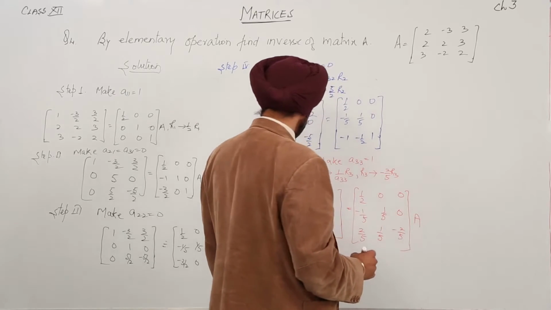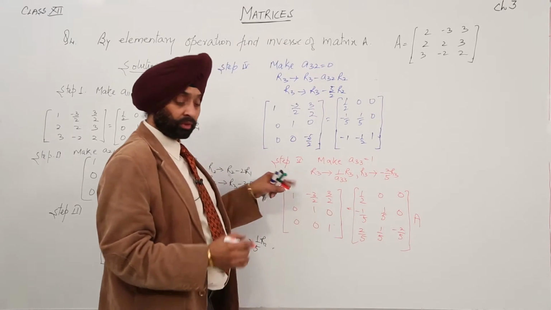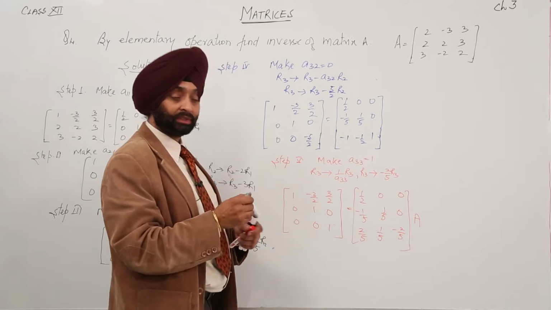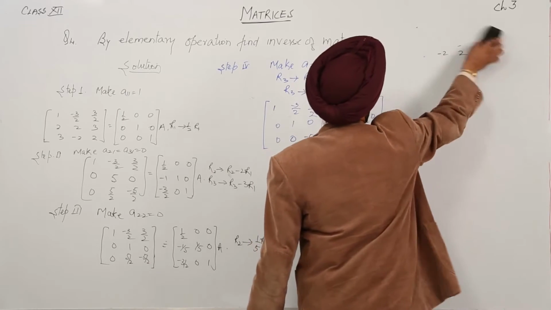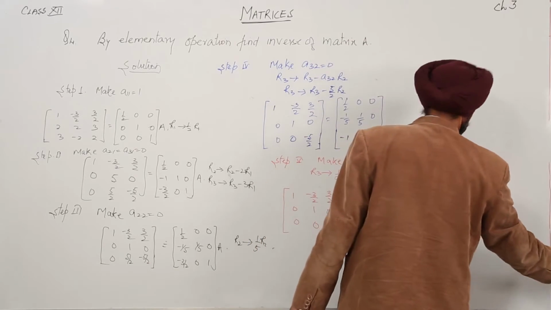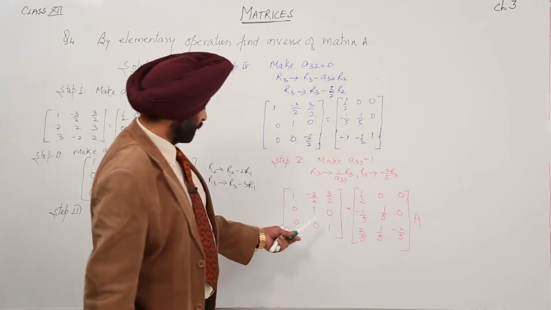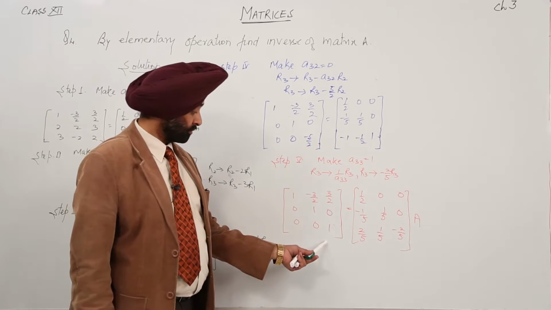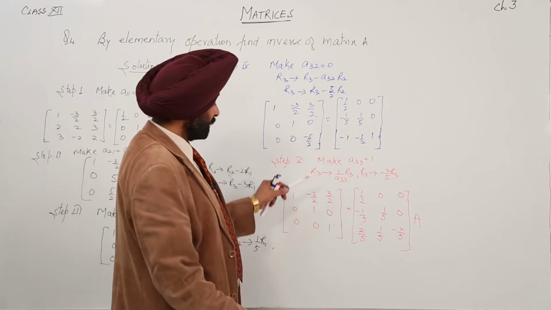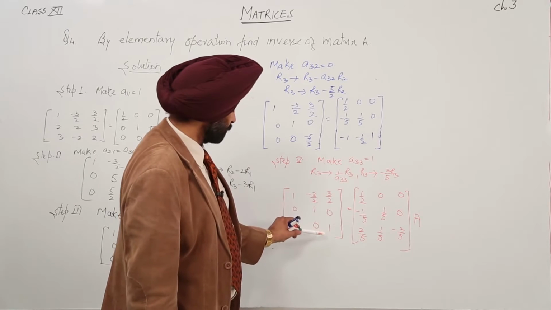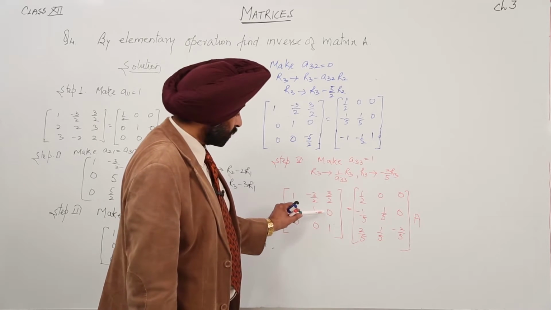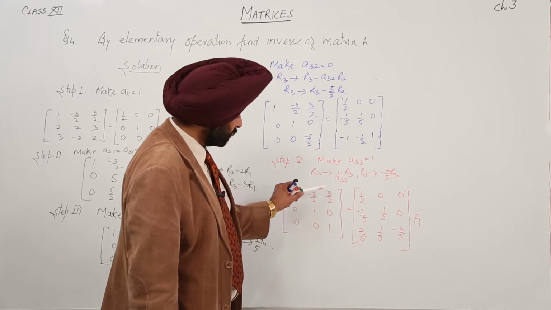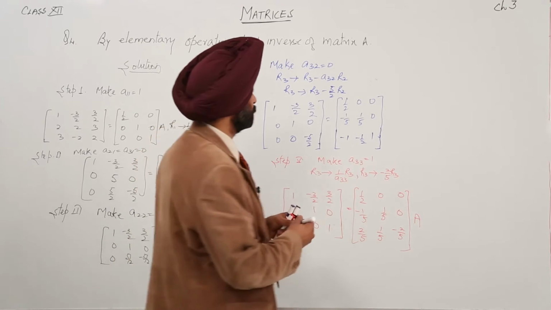Now step 5 is over. Now we will be moving to step 6. For step 6, now we have made this a 1. So finally, in step 5 we made this a 1. Now we have to make this a 0 and this a 0. This is already 0, so we will only be making A13 a 0.